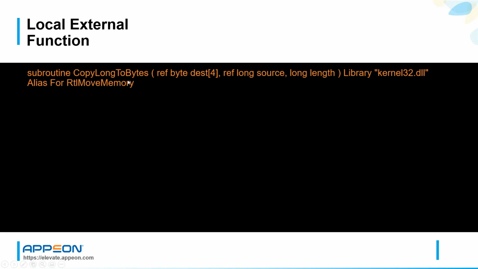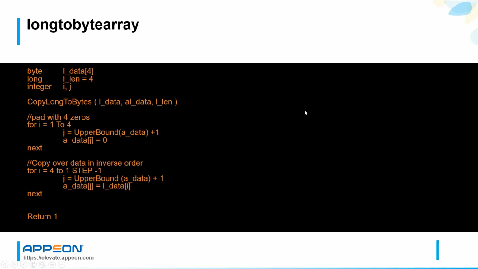Notice I had the copy long to bytes. This is the API call I'm using. It takes in the 4 bytes and the long. So the bytes come back in this value. This is the long we're passing in and how long it is. But remember, I also said that it does it in little endian format, and we need big endian format.